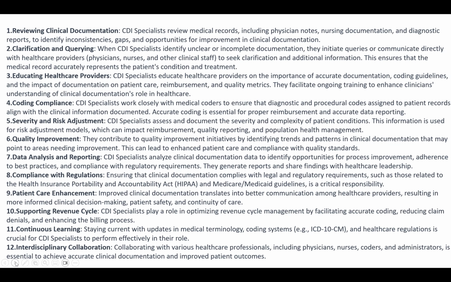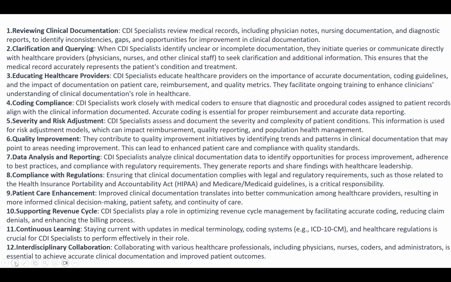Severity and risk adjustment. CDI specialists assess and document the severity and complexity of patient conditions. This information is used for risk adjustment models, which can impact reimbursement to health plans, quality reporting, and population health management. Quality improvement. They contribute to quality improvement initiatives by identifying trends and patterns in clinical documentation that may point to areas needing improvement. This can lead to enhanced patient care and compliance with quality standards.